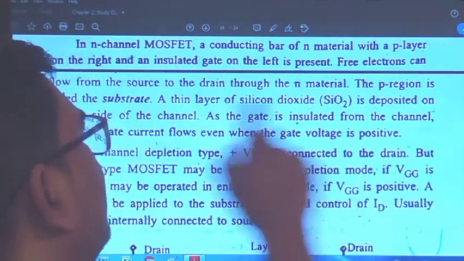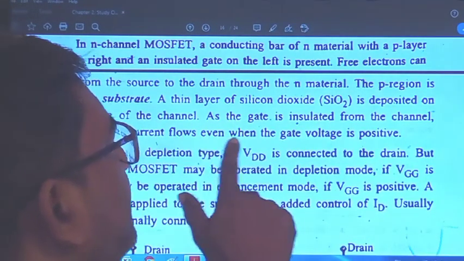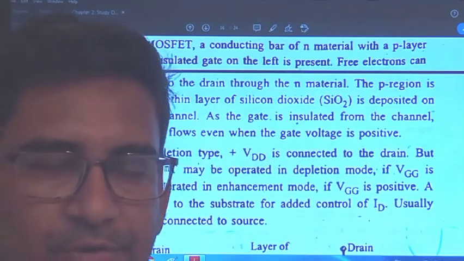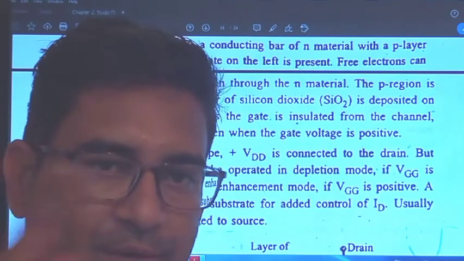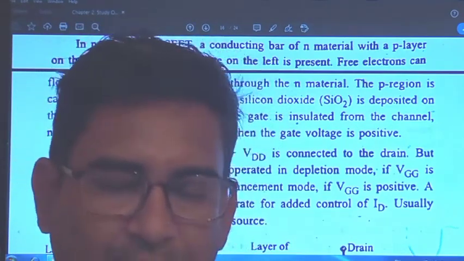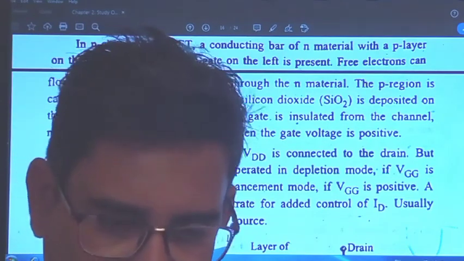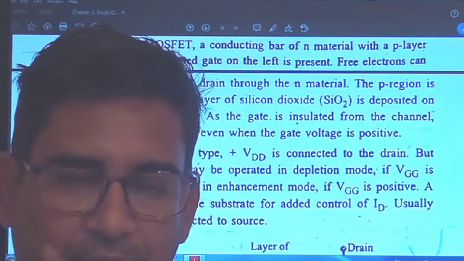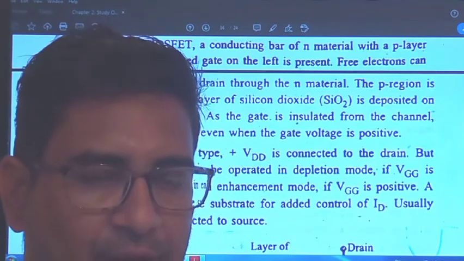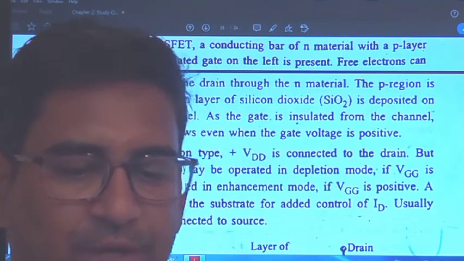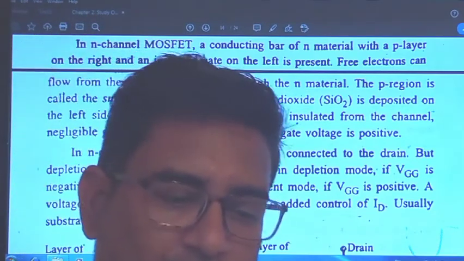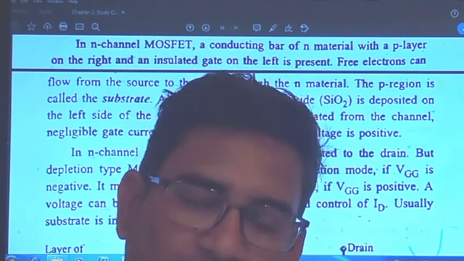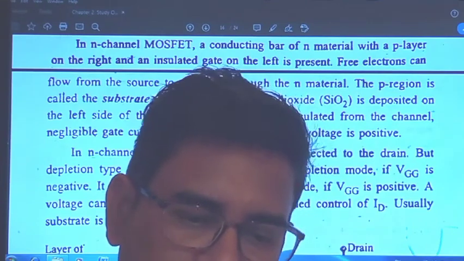As the gate is insulated from the channel, negligible gate current flows even when the gate voltage is positive. Okay, even as soon as the voltage is positive, negligible gate current flows. When we consider the N channel depletion type, the VDD is connected to the drain. When the N channel depletion type is considered, the drain supply voltage VDD is connected to the drain. The depletion type of MOSFET can be operated in the depletion mode when this N depletion type is used.